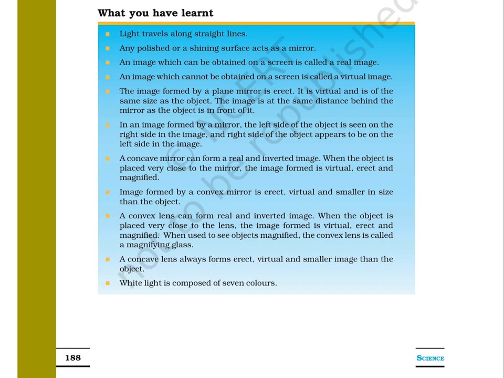9. A convex lens can form real and inverted image. When the object is placed very close to the lens, the image formed is virtual, erect, and magnified. When used to see objects magnified, the convex lens is called a magnifying glass. 10. A concave lens forms erect, virtual, and smaller image than the object. 11. White light is composed of 7 colors.